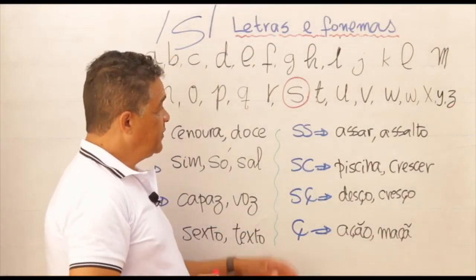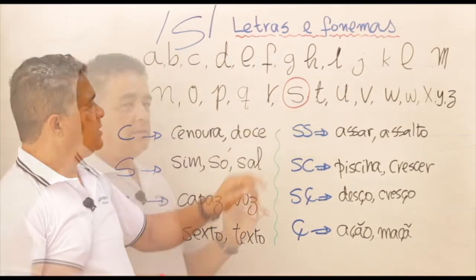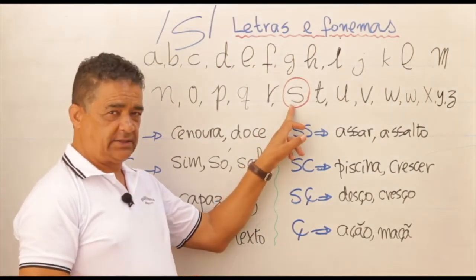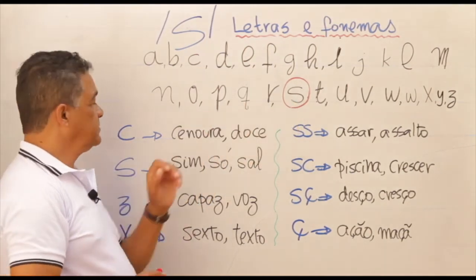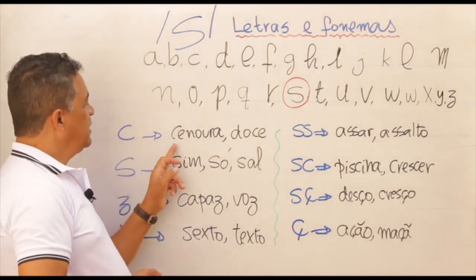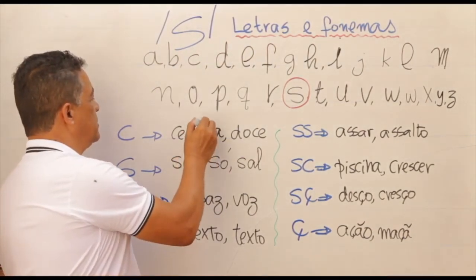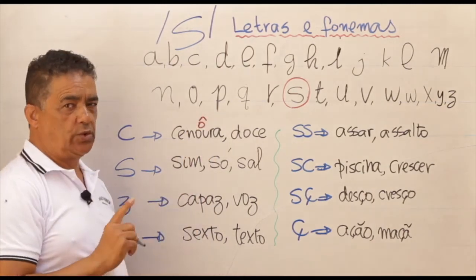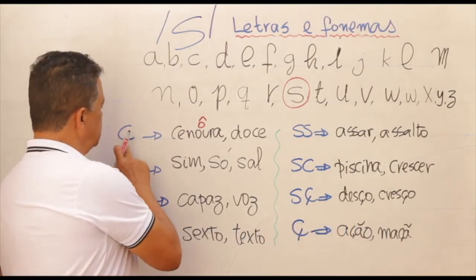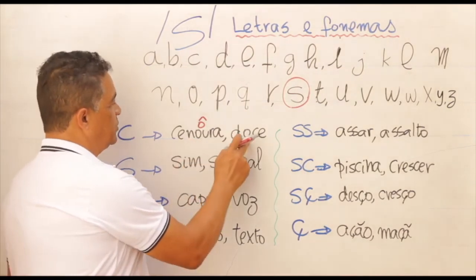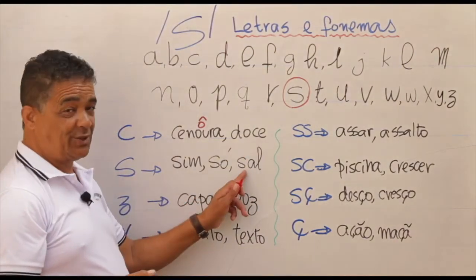Okay, now we come to the last phoneme, S. And the letter is S. There are 8 phonemes with the letter S. So, let's see. We say S with the letter C. In words like cenoura, even though you write it with OU, we pronounce it close. We say cenoura, like roupa. Doce, that means sweet, the opposite of salt, sal.